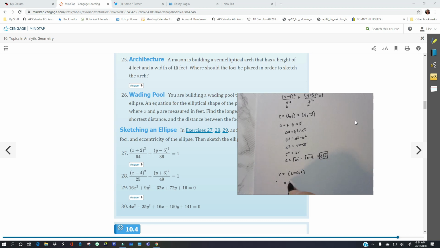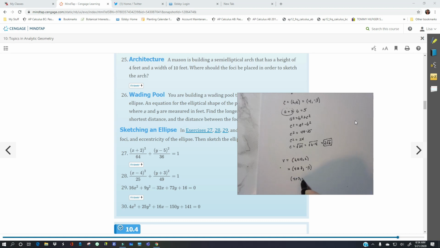Well, we know what our h is. It's 4 plus or minus a. What is a? A is 7. Comma k, well, what is k? It's negative 3. So if I clean this up, I'm going to have 4 plus 7 comma negative 3 and 4 minus 7 comma negative 3.